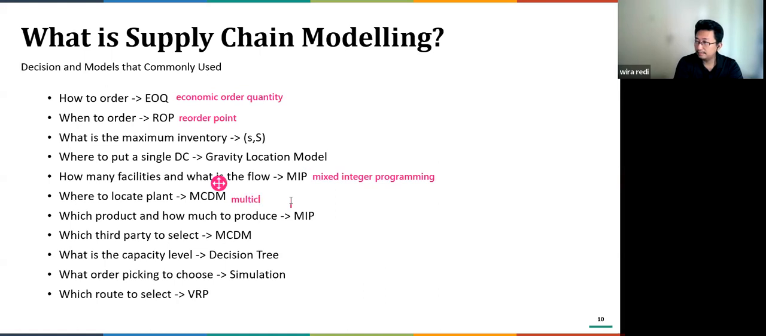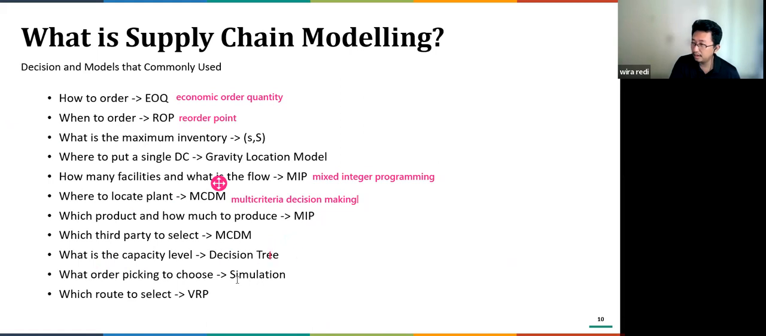This is multi-criteria decision making. This is another model that helps you to compare several options available. For example, here, where to locate the plant. You can use mixed integer programming as well, but sometimes we also use MCDM. For example, you have several plants. You want to decide according to the cost, the capacity, and then the availability, the ability to cover the customer demand. So you can use this MCDM approach.